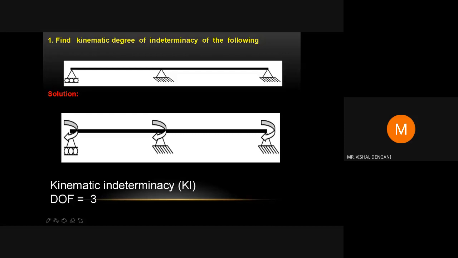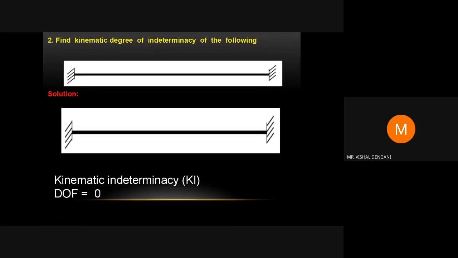Now this node is subjected to support. So roller support only theta z and hinge again theta z. So degree of freedom will be 3. I think you should understand this. So degree of freedom for this structure is 3. Then we'll go to the next problem.